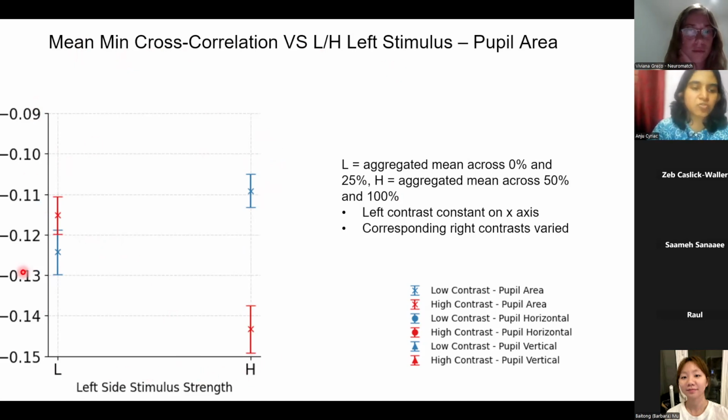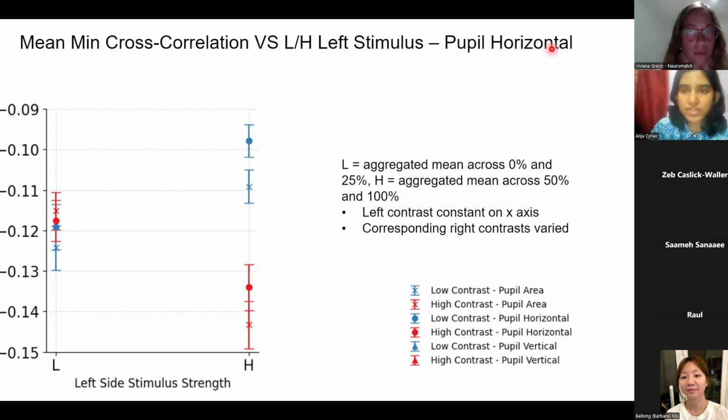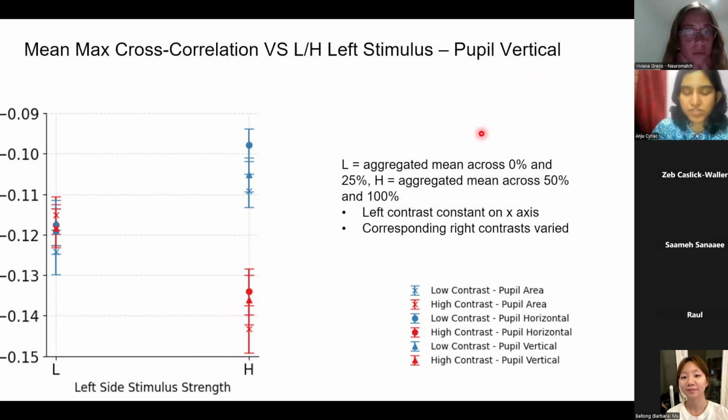And here also, we could see that when, for example, the left side stimulus is high and the right side stimulus is also high, that is when the minimum correlation is the least. And similarly, we could see a very similar trend for pupil horizontal, where when both the contrast levels are high, the mean minimum cross correlation is the lowest. And same, when all the three pupil metrics were plotted together, we could see that when both the side contrast levels were high, it showed the least minimum correlation at maximum positive correlation.